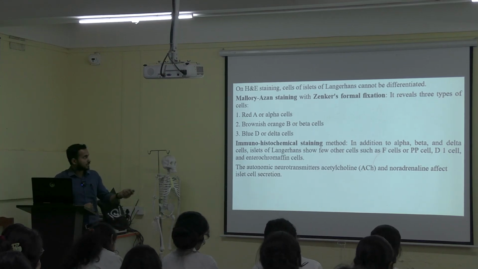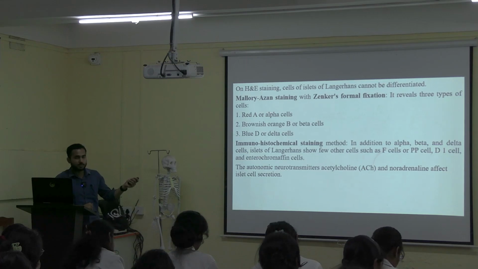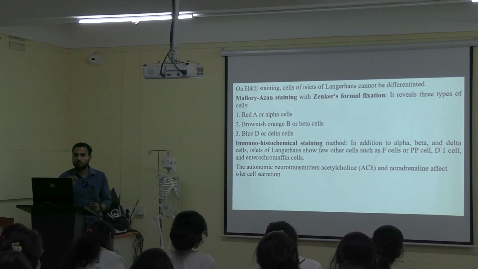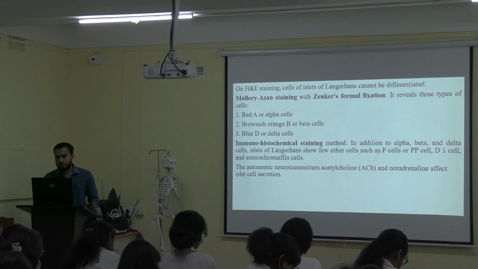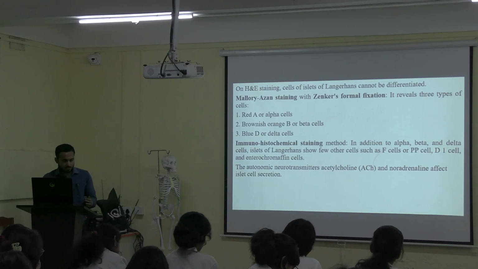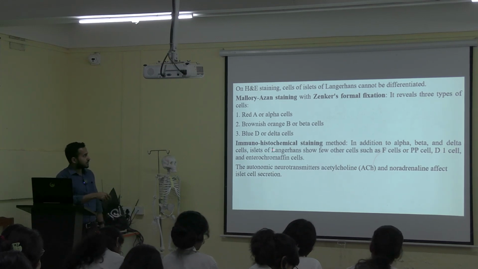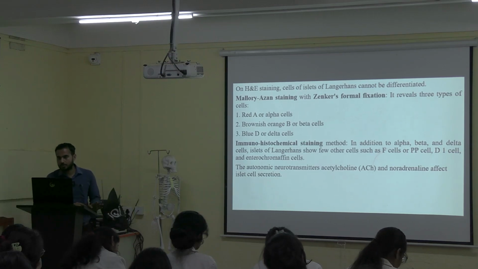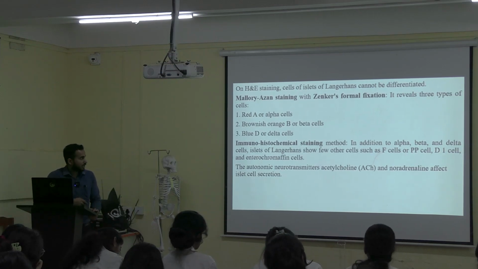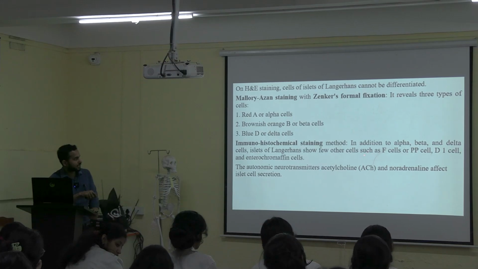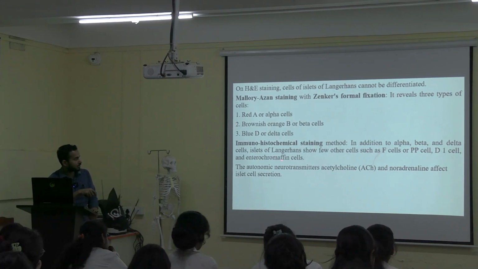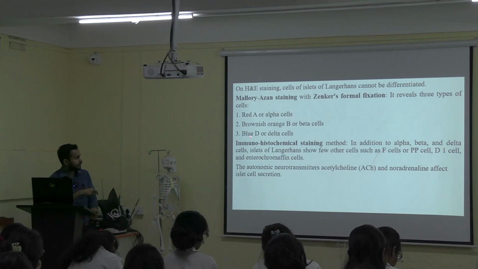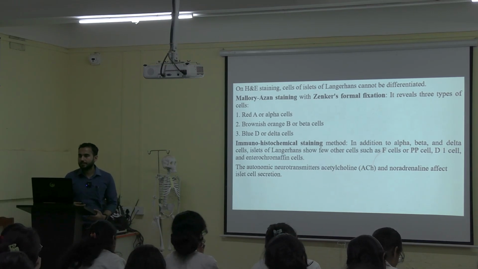If you use that, then you can see these 3 different colors for these 3 different types of cells of the islets. Next, another staining method that can be used is the immunohistochemical staining method. If you use this particular method, you can also see other types of cells. For example, F cells, also called PP cells, then D1 cells and enterochromaffin cells. With the help of this method, other types of cells can also be identified.